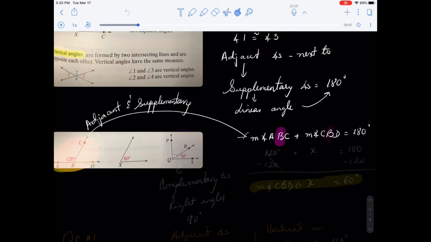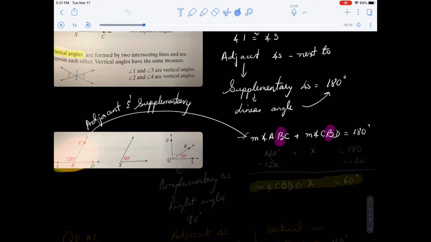Okay, that B is important. As long as that B is right in the middle, it tells you that is my angle. But if you have multiple angles, make sure you write the measure with 3 letters. You can also say the measure of angle CBA, or the measure of angle BDC. They're exactly the same because angle B is right in the middle.